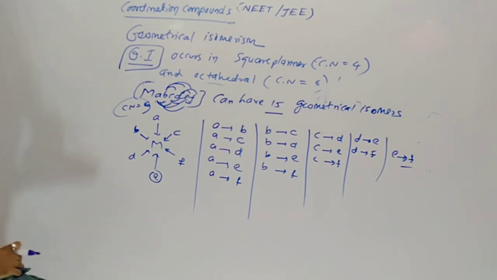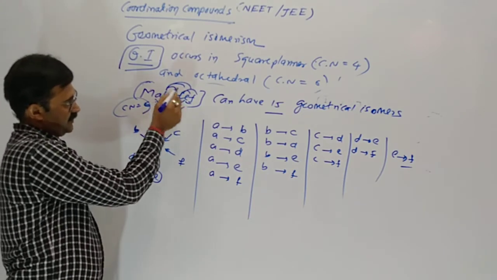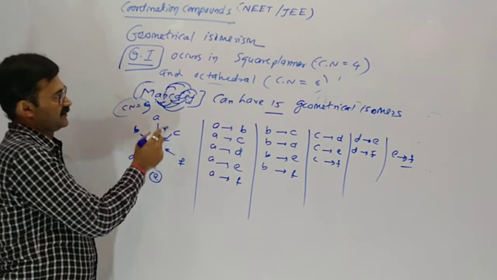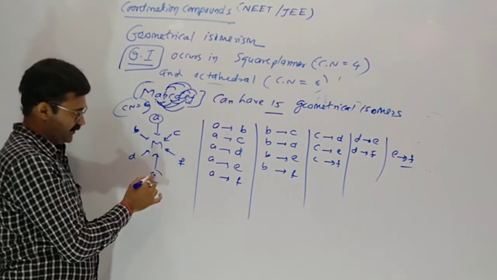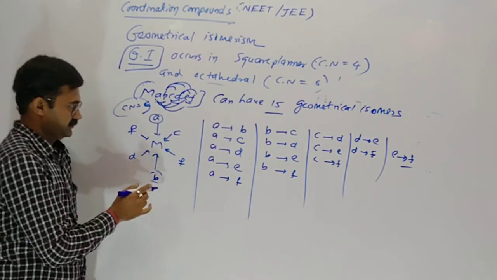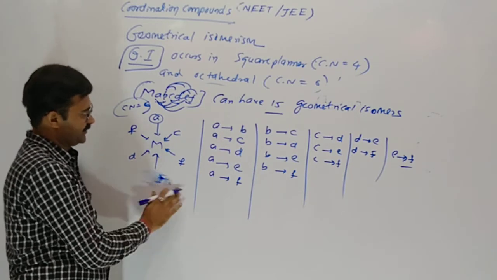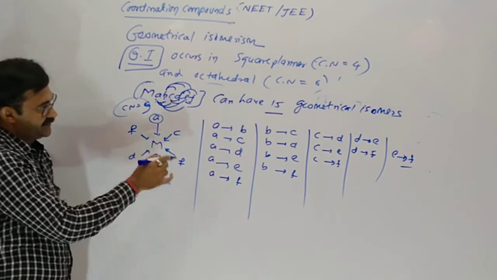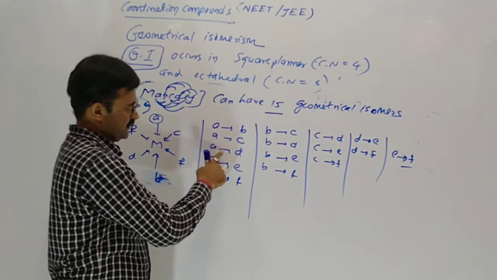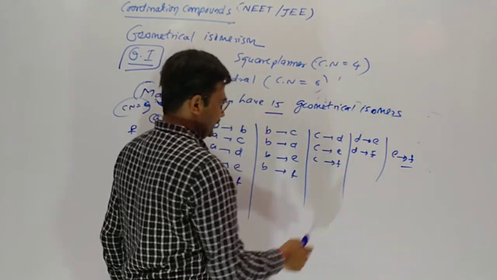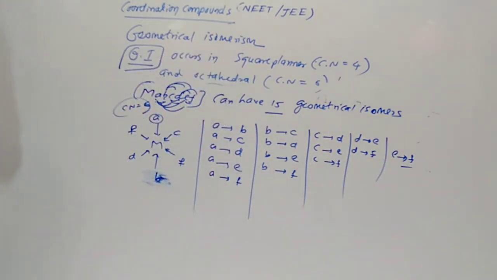Whenever all the 6 ligands are different, monodentate, there will be 15. Opposite to it B may be, then C, then D, like this it gives 15. 1 2 3 4 5 6 7 8 9 10 11 12 13 14 and 15. We can arrange this type of 15 geometrical isomers.